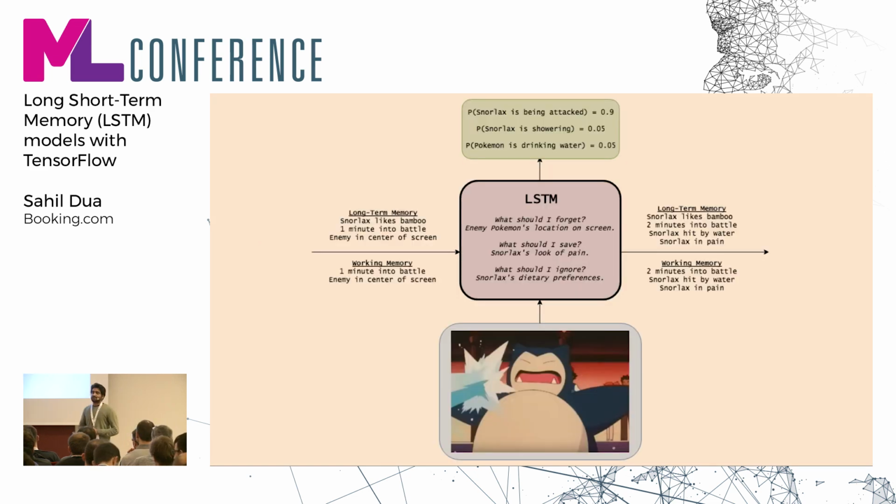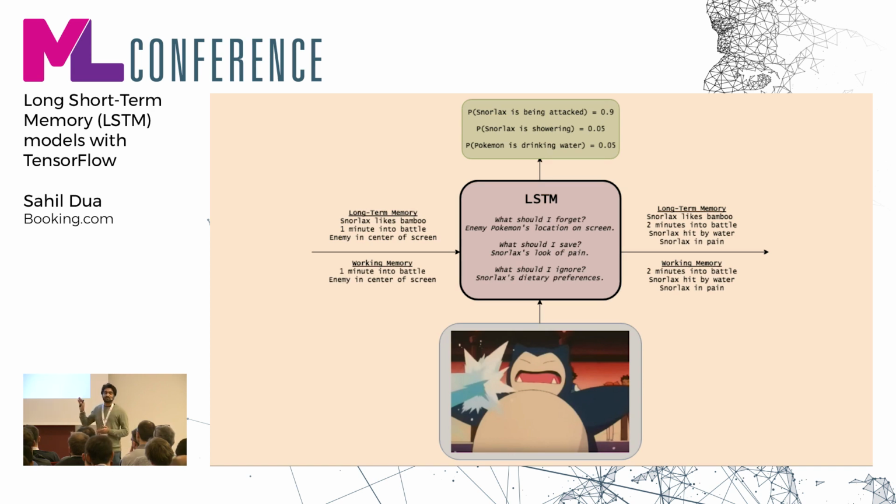So let's look at the same example again. This time we have some long-term memory which says Snorlax likes bamboo. And some working memory, which means 1 minute into battle, and enemy in center of screen. So this is a bunch of information that it has.